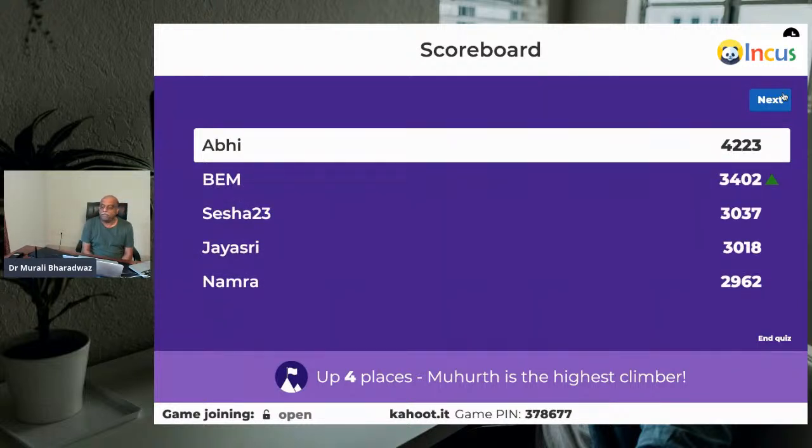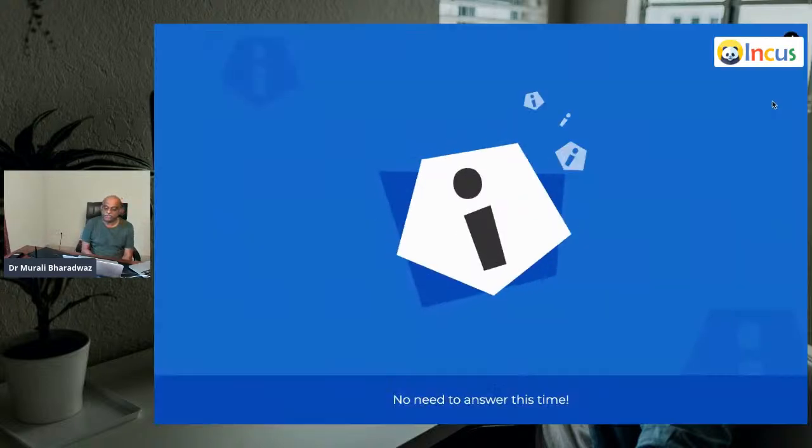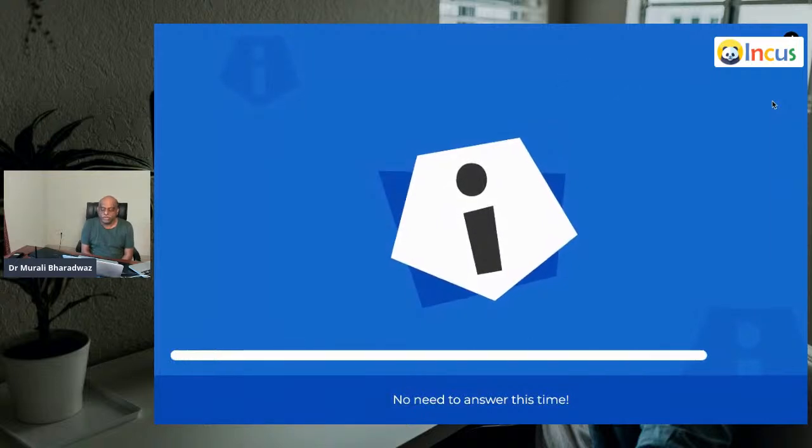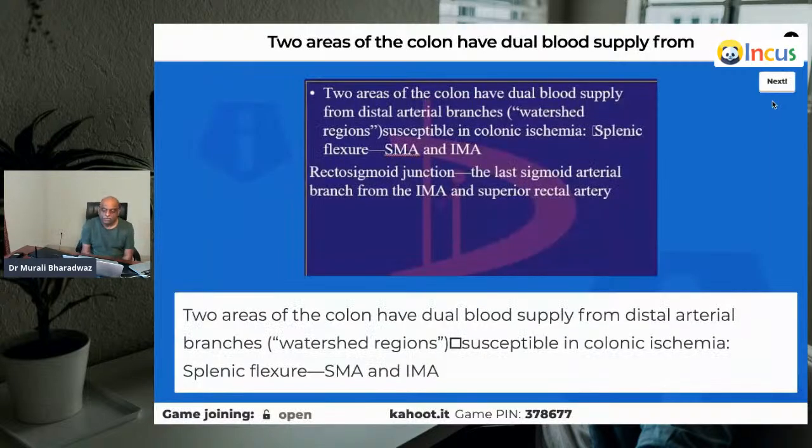That makes BEM to be in the second position. Muhurat is the fastest climber. Very good. So you should remember, the rectosigmoid junction is supplied by the last sigmoid arterial branch from the inferior mesenteric artery and the superior rectal artery. They both combine together and provide the blood supply, is what you need to remember.